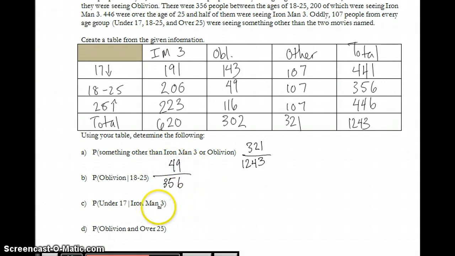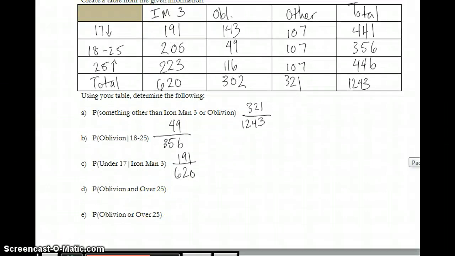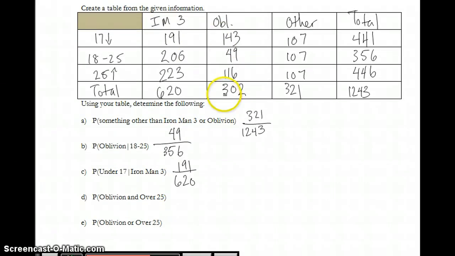Given that you were seeing Iron Man 3, so that's 620 people, what's the chance that you were under 17? It's 191 people. What's the chance that you see Oblivion and are over 25? Oblivion and over 25 is 116 people. We're not given anything, so it's out of the total.